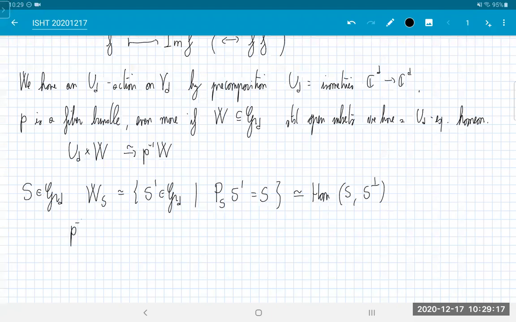And so, what is P inverse of W? P inverse of W is the set of isometric embeddings F such that the image of F is in WS. That is, the image of PS of F is S.